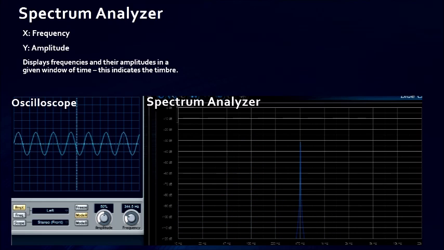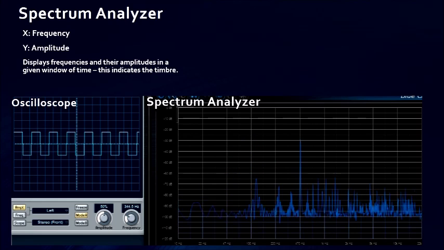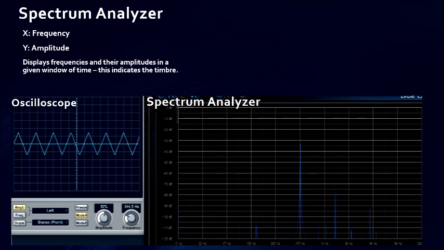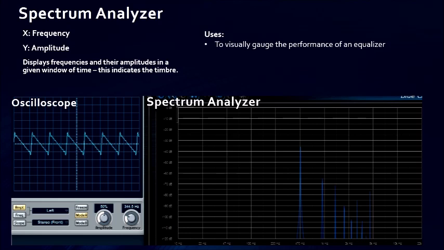square wave coming up. You can see all the harmonics and partials, triangular wave, and the sawtooth wave. The spectrum analyzer is used to visually represent sound in an equalizer and gauges performance. Its limitation is that it does not show the waveform, nor does it show the evolution of timbre through time.